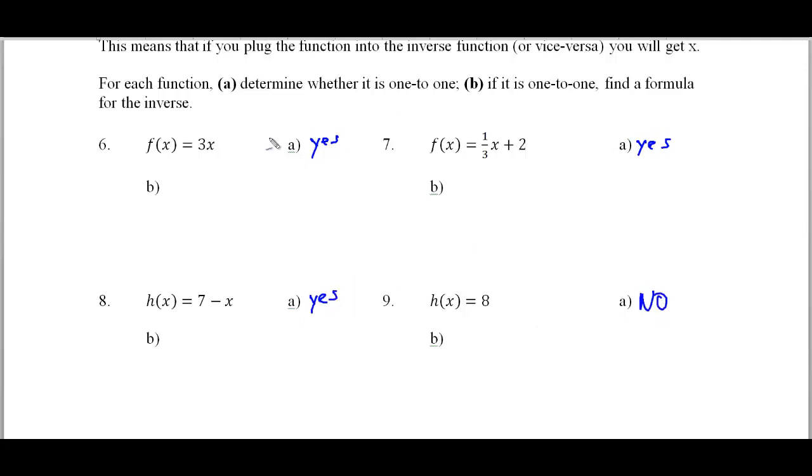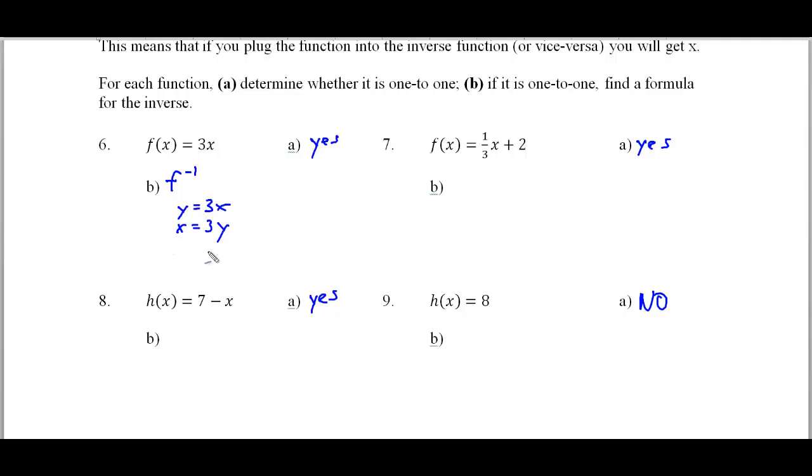All right, so find a formula for the inverse. Now what we're going to do is find f inverse, which is the inverse function. The inverse function is kind of an opposite of this function. Graphically, you'll see what that looks like, but to get an inverse of a function, you're going to take your original function, y equals 3x, and then switch places of x and y, and then solve for y. And that's how you find the inverse function.